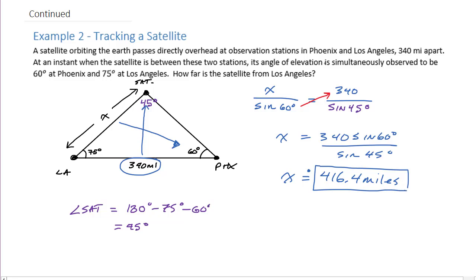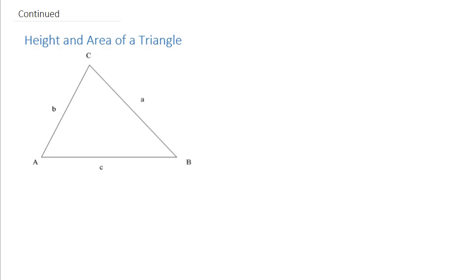All right, we got to do one more important topic, sorry, and then that'll be the end of today's lesson. This is a pretty long one. The next one's a little bit long, and then the last one's pretty short. Okay, our final topic today is finding the height and area of a triangle.